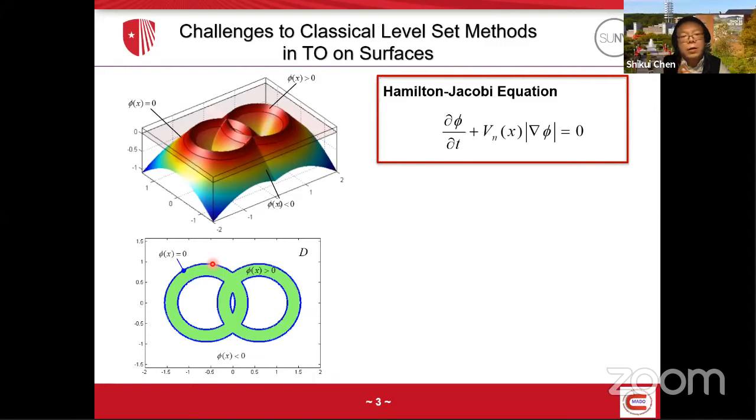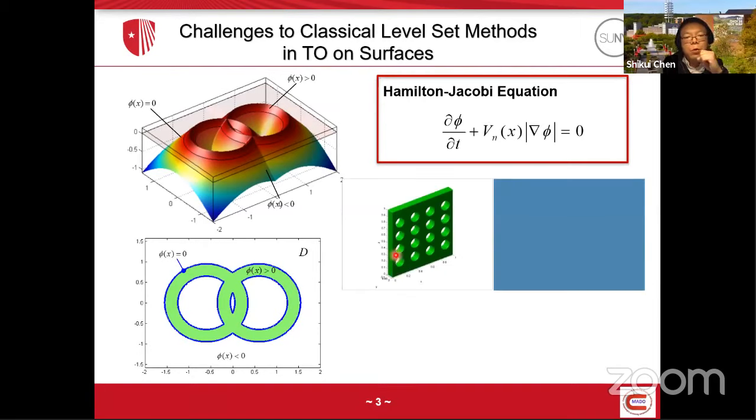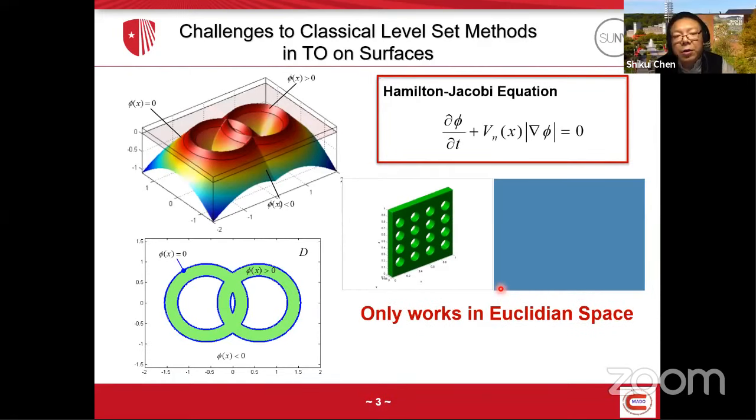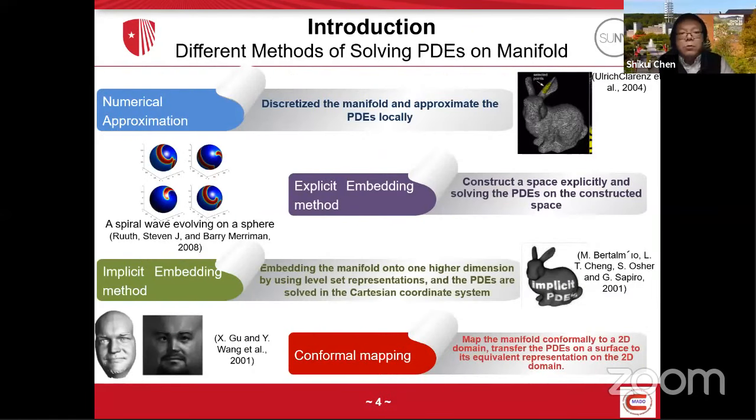Because Michael is here and has already given a very wonderful explanation of the level set approach, without further ado, I will directly point out the limitations. The level set method, as you see here, is basically defined in Euclidean space. You can do 2D design or 3D design within the level set framework, but the computational domain has to be a flat domain, either in 2D or 3D. But the challenge is how to do it on a curved surface.